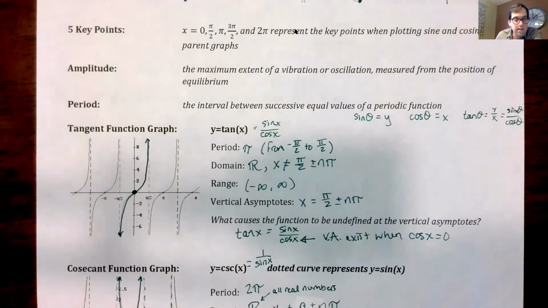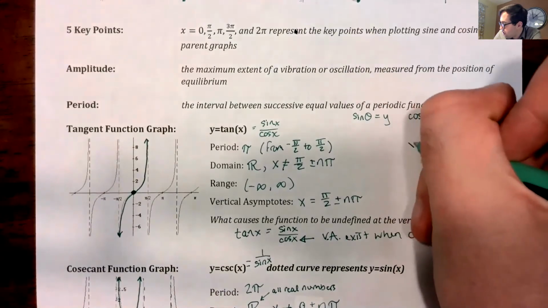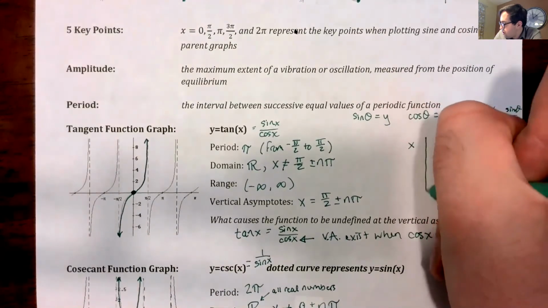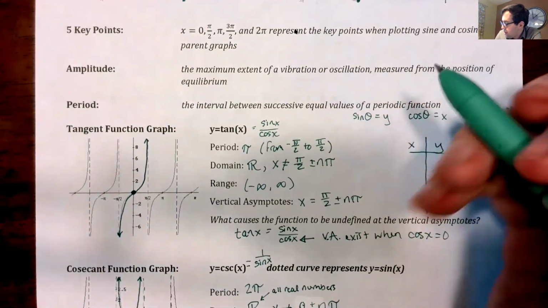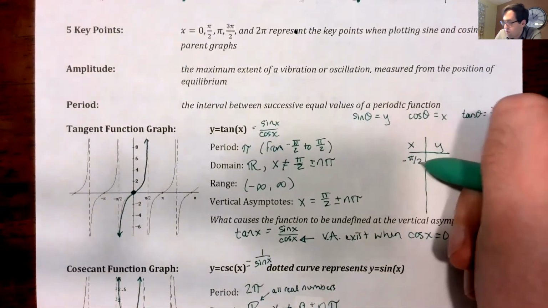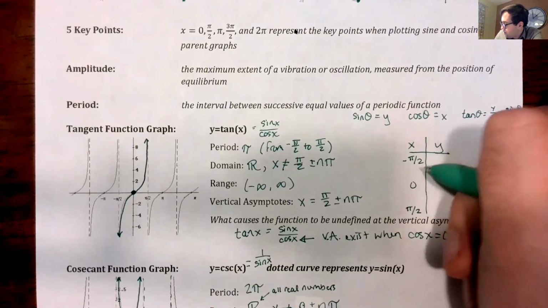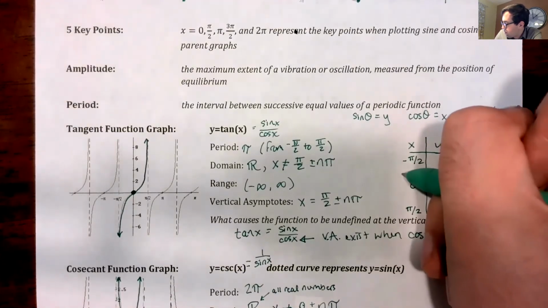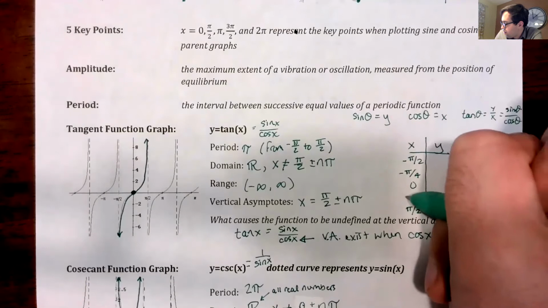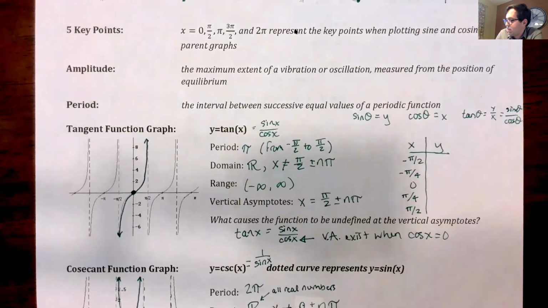Okay. There is one more thing I wanted to point out here. We have key points for the tangent graph, so I'm going to create a chart. It's going to go from negative pi over 2 to pi over 2, splitting it into fourths. So we're going to have negative pi over 4 and pi over 4 as well. And let's fill in these y values.